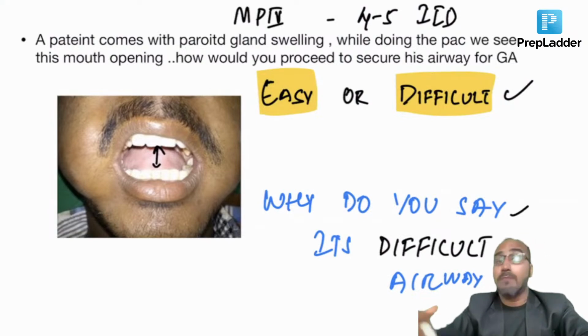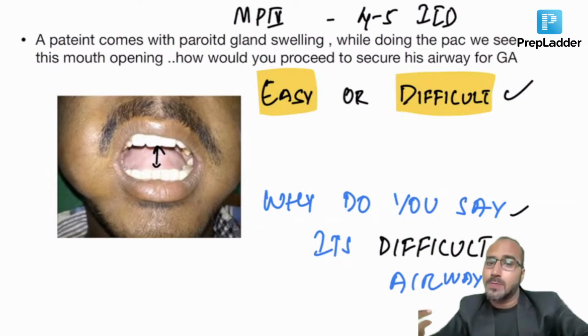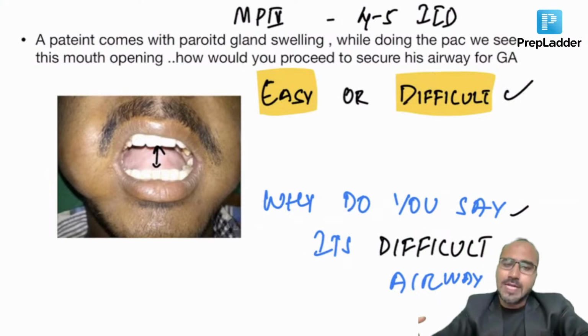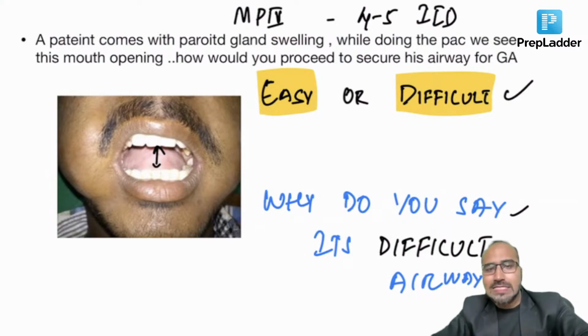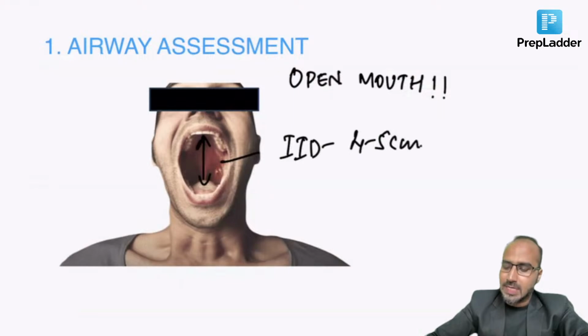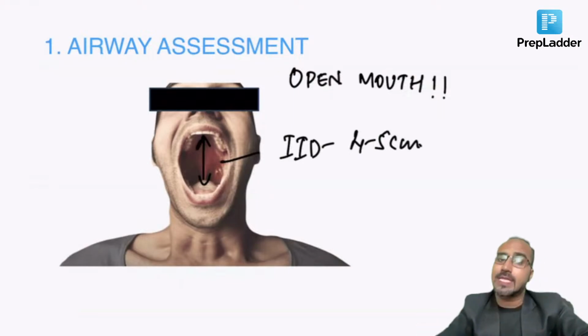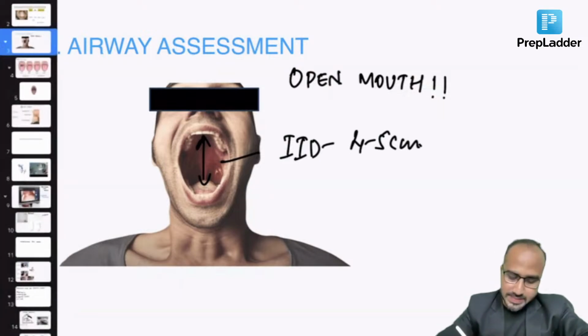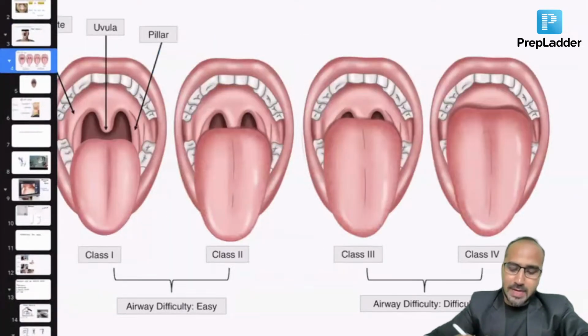Okay? Now, guys, before proceeding towards the answer, how would you proceed to secure this airway? First, we need to understand, for airway assessment, what are the things that we need to do? For airway assessment, we do two things. When a patient comes for PAC, we tell the patient to open his mouth and lift his chin. While he's opening his mouth, you look for the inter-incisor distance, which is normally 4 to 5 centimeters, and you look for the structures which are easily visible. That structural classification is called the Mallampati classification.